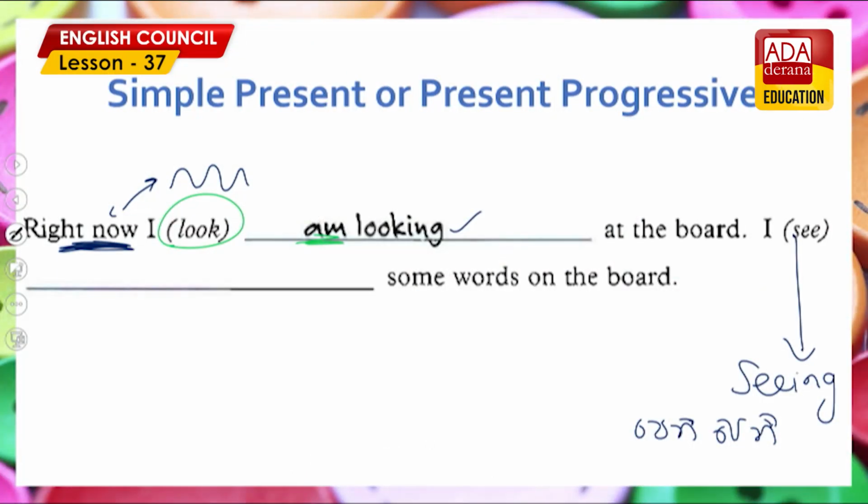See. Right? So look at the screen. I see some words. Oh, I'm seeing some words. You know now, right? Yes. Non-action verb. See. So you say I see some words on the board. I see.